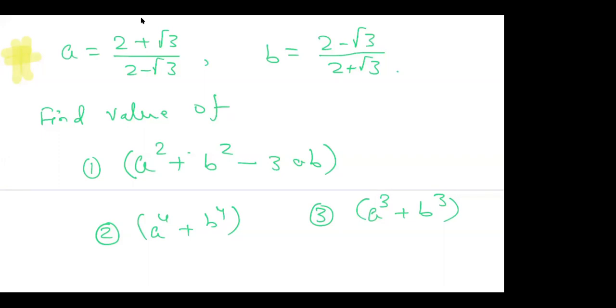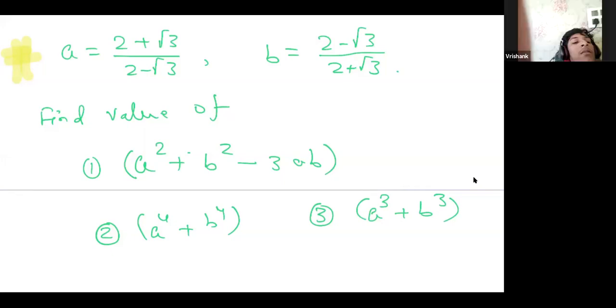Very good, Siddharth. Very good. Good going. Vrishank. Vrishank. Vrishank. Bit by bit late ke kaise padhai hoti hai, beta?